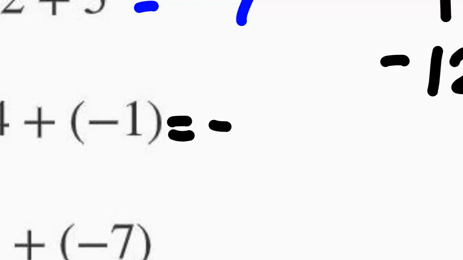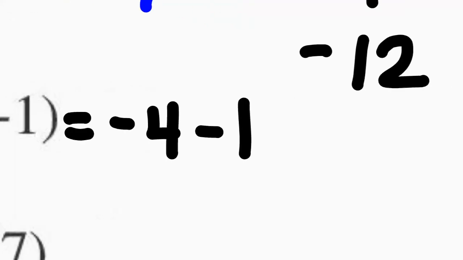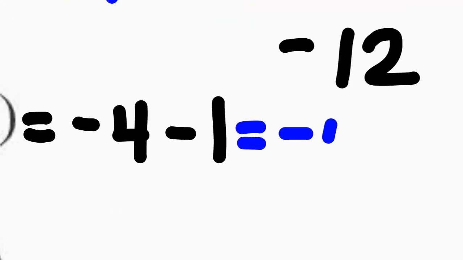So this is the same thing as negative 4 minus 1. So I would start at negative 4 on the number line. And then even though it says adding, because I'm adding a negative, I would go to the left 1 space. So this is going to simplify and give me what? Negative 5.